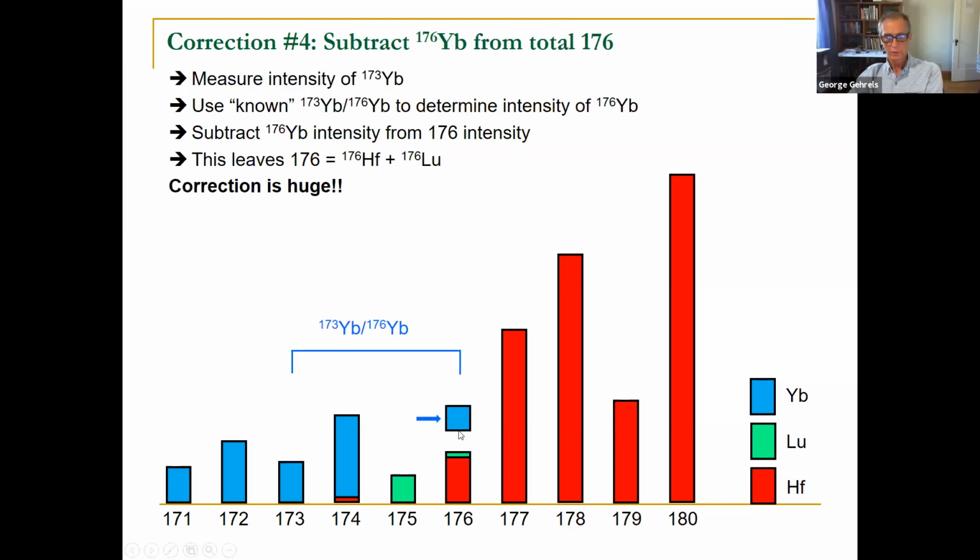So now we're interested in just red 176. How are we going to subtract out the blue? We want to get rid of the blue ytterbium 176. Well, you just measure 173, 176. We know what that ratio is in nature. And so if you know 173, and you know the ratio, you can just subtract out how much 176 there is. Good news. Now we only have red and green to deal with.